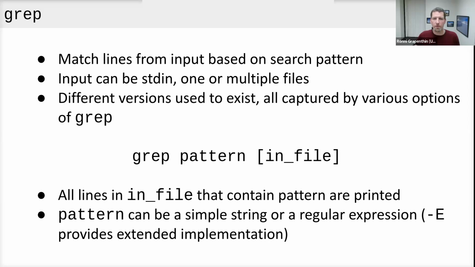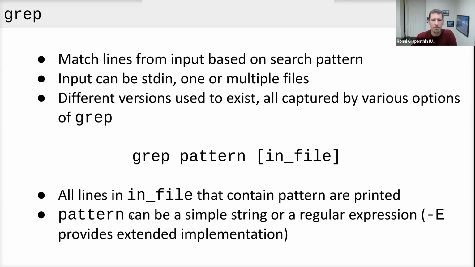There used to be different versions. Their functionality is all captured by the various options of the common grep command now. You call it as grep with some pattern and then the optional input file. Otherwise, it's just going to wait for you to type something on the command line, or you pipe some contents into grep. In this example of giving it a file, we'll have all lines in the input file that contain a certain pattern printed to standard out. Note that you can use redirect to save that to a new file.